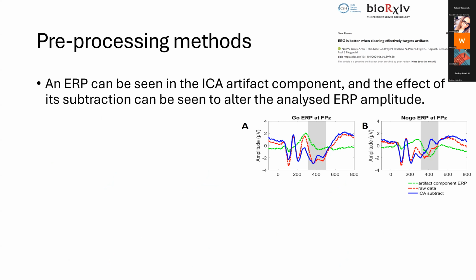So when we look at the ERP in those electrodes, the frontopolar electrodes, FPZ, we can see in that ERP that when we reconstructed the scalp data from only the blink artifact components, there was an ERP present in what had been defined by IC label as just a blink artifact. And that ERP differed between the go and the no-go trials.